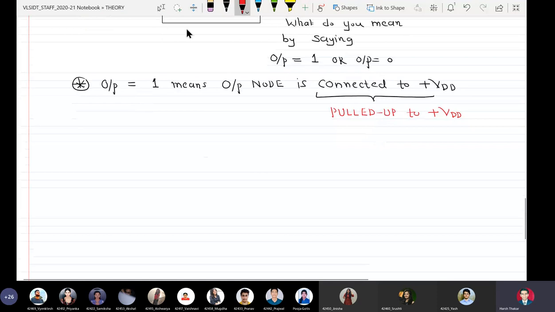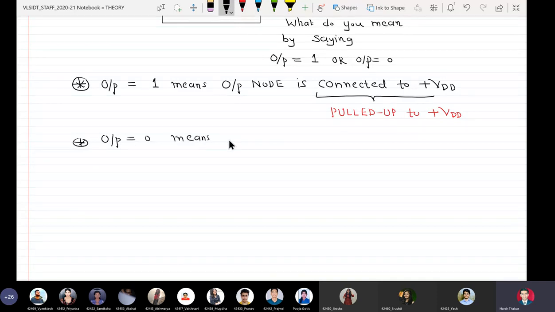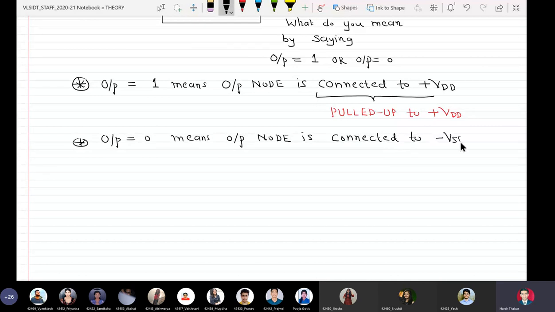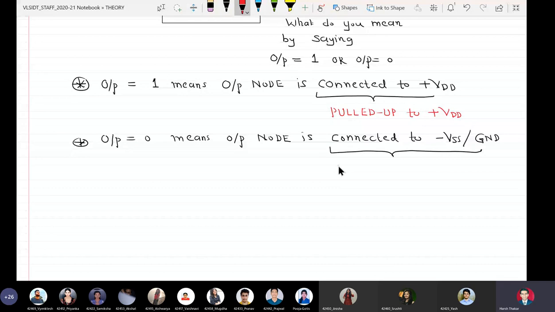Similarly, I can say that output equal to 0 means my output node is connected to minus VSS or digital ground. Another better way of telling the same thing is it is pulled down to minus VSS. That is why we have these terms in digital called pull up network and pull down network.